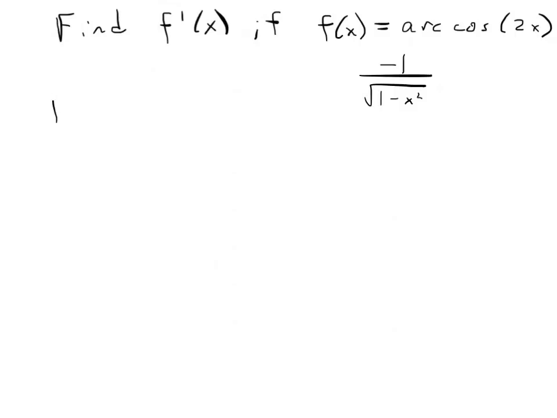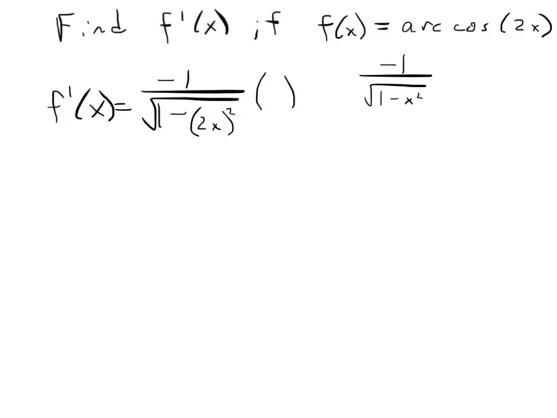So if I'm going to do the derivative of this thing, the derivative of arc cosine of 2x will be negative 1 over the square root of 1 minus, not x squared, but 2x squared. And then, because it's the chain rule, we need to multiply by the derivative of 2x, which is 2. Right? So all in all, this ends up being f prime of x is negative 2 over the square root of 1 minus 4x squared.